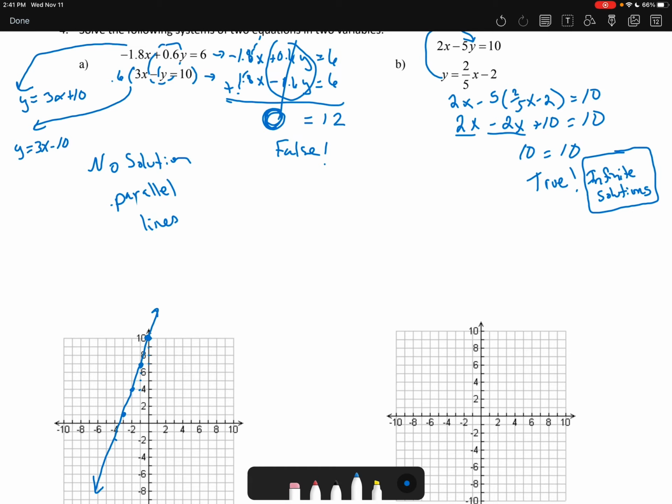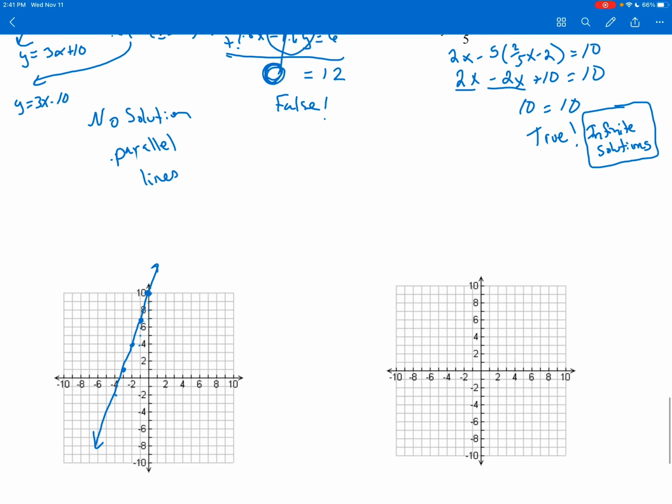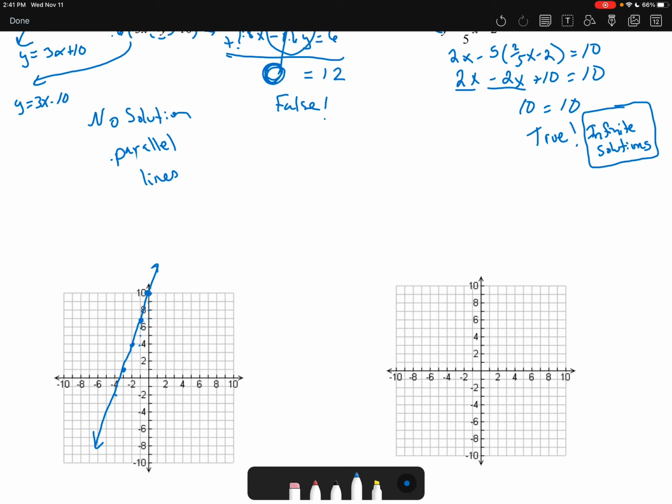is here. And the other one says to go down to negative 10 and then have that same slope. So pull it up here. So negative 10 and go up 3 over 1, up 3 over 1, up 3 over 1. And what you can see is that those do indeed come out as parallel lines. Where do they cross? Nowhere. That's why we don't get any solutions.